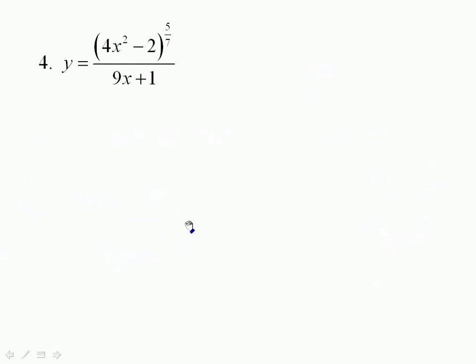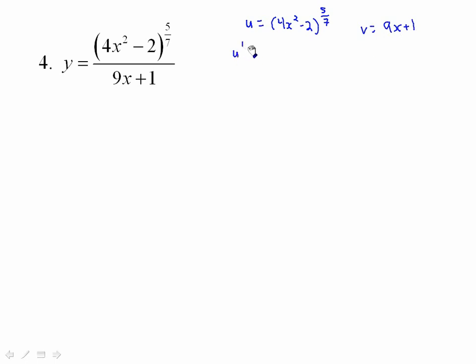Now here, y is equal to 4x squared minus 2 to the 5 over 7 divided by 9x plus 1. Not a nice looking question, but it does suggest the quotient rule. Pause me, go through this one on your own. If you're up for it, it would be a good idea. u is 4x squared minus 2 to the 5 over 7, and then v is equal to 9x plus 1.